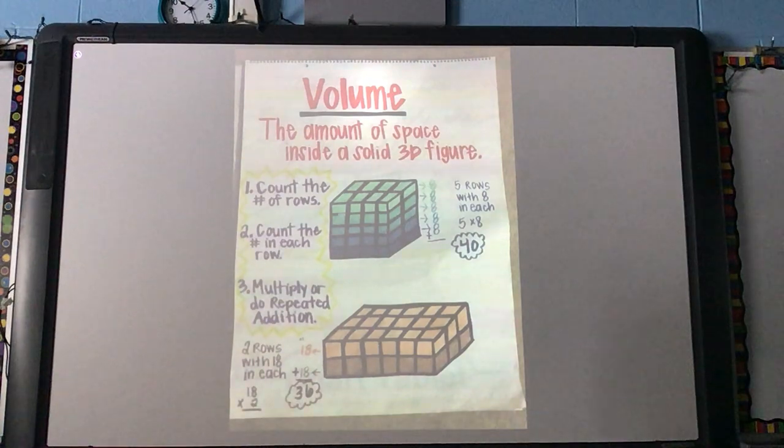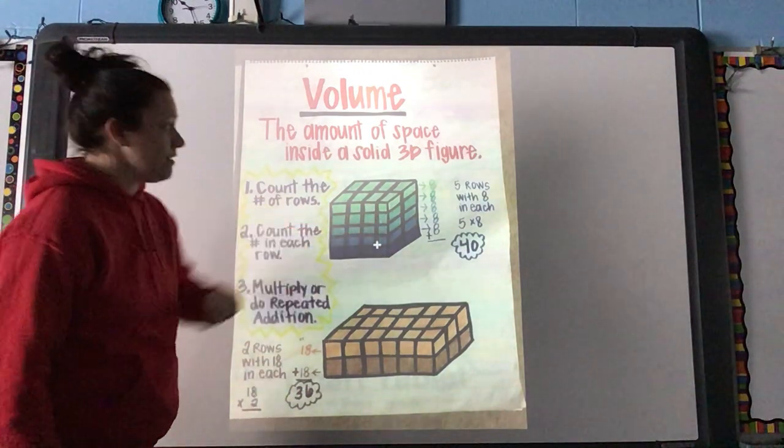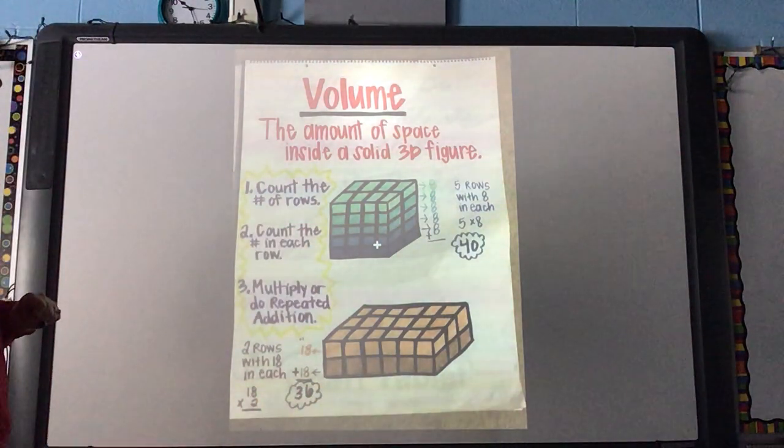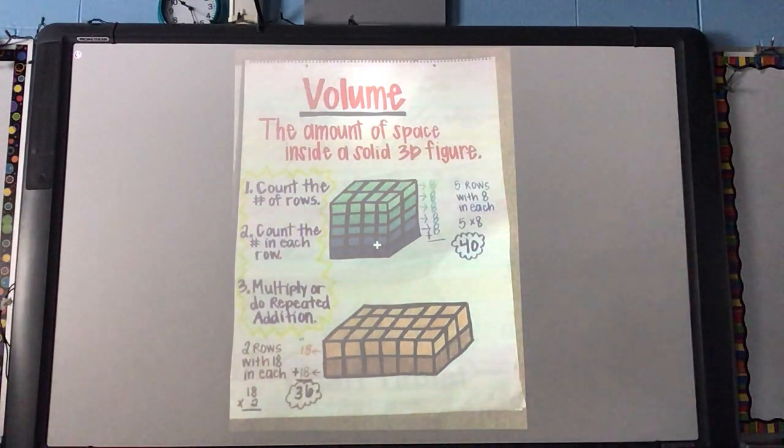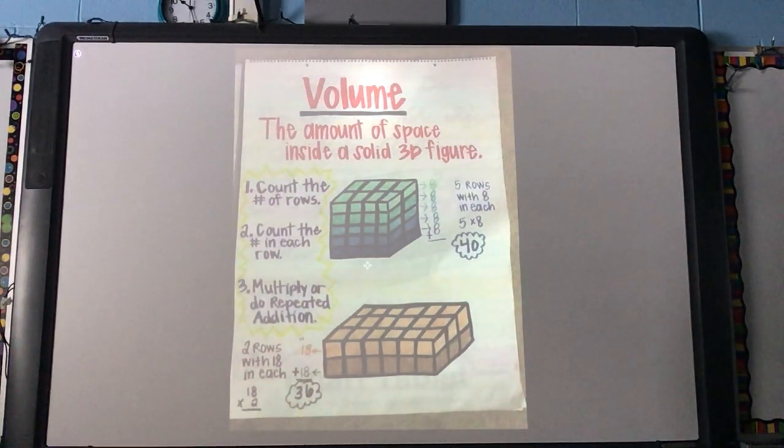So on this one, this top cube right here, there are 5 rows. 1, 2, 3, 4, 5, with 8 in each. And when they talk about 8 what? Mimi? 8 units. Yeah, 8 cubic units. So if you multiplied 5 times 8, you would get 40. Okay? All that is, guys, they're just counting the number of cubic units.